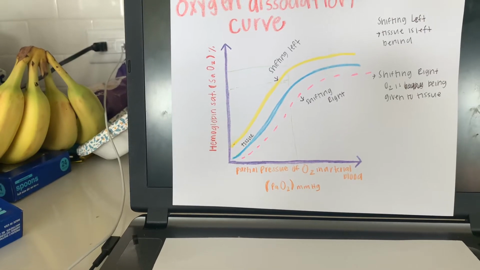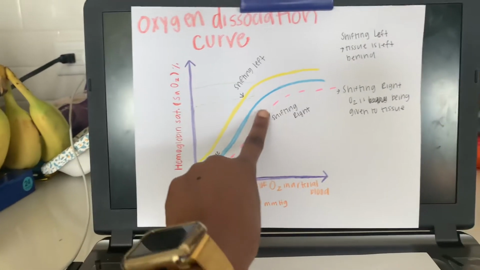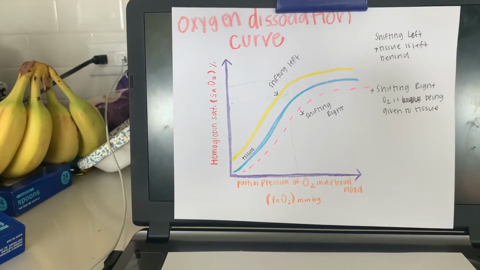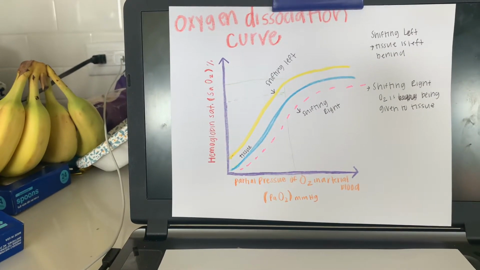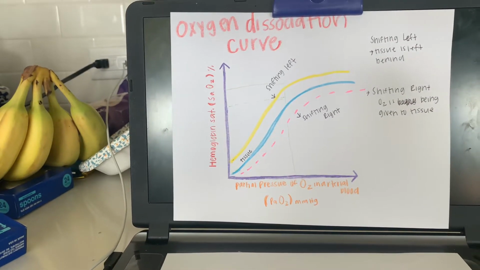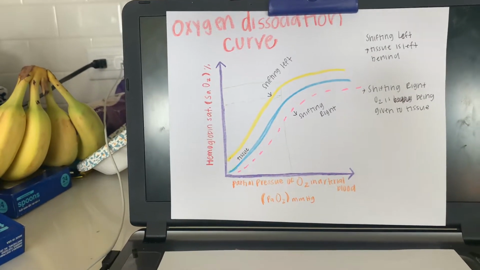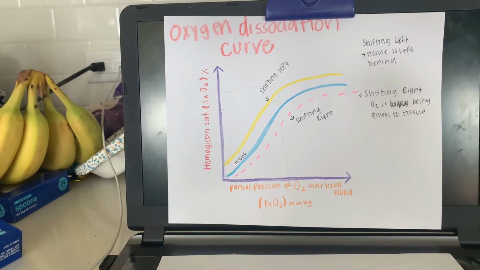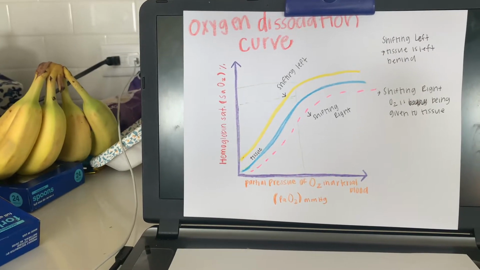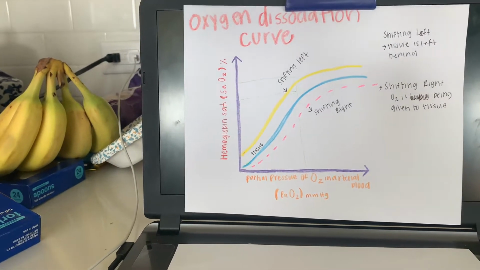When you shift to the right, down here, you decrease your y-axis, the SaO2, which means there is less oxygen on the hemoglobin. Oxygen must be in the tissue. Shifting to the right, there's a release of oxygen from the hemoglobin to the tissue.